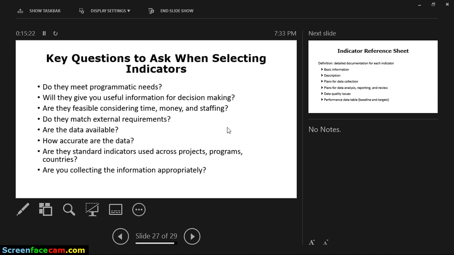Then key questions to ask when selecting an indicator. Do they meet programmatic needs? Do they give you useful information for decision making? Are they feasible considering time, money, and staffing? Do they match external requirements? Is the data available? How accurate is the data?